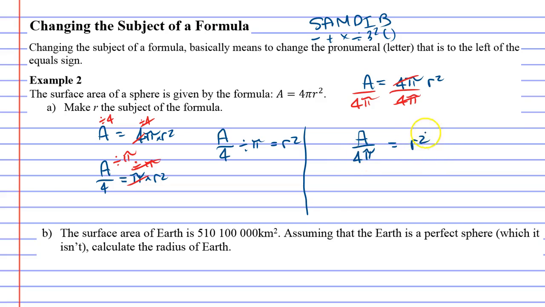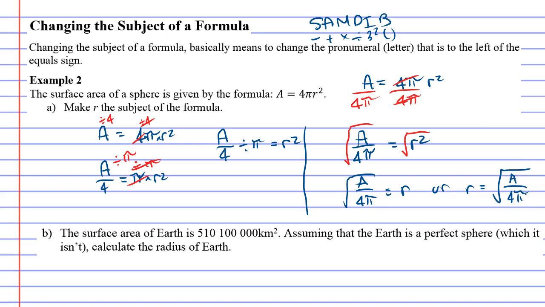Okay, now we've got r squared. So what we've got to do is get rid of this power of 2. And we do that by applying what's called the opposite of that. And we're going to do it to both sides. And the opposite of squaring is the square root. Okay? And what that will do is tell us that the square root of A over 4 pi equals r, which is what we're looking for, or we probably should write it the other way around, r equals the square root of A over 4 pi. That's done. Question A is done.